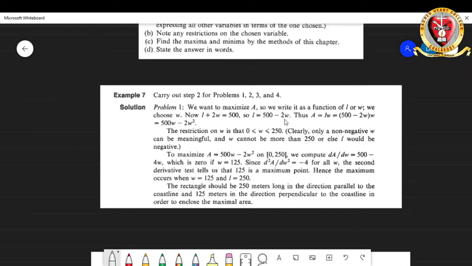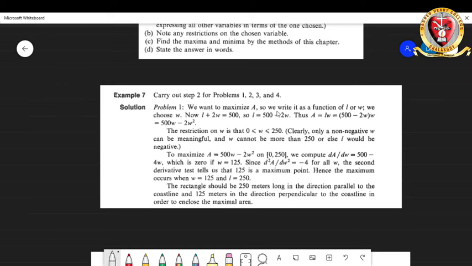So the maximum possible value that W can take will be 250. So we can say that the variation of W will be from 0 to 250. That is, the restriction on W is 0 less than or equal to W less than or equal to 250. Here, as we said, only a non-negative W can be meaningful, and W cannot exceed 250, because otherwise L would become a negative number.